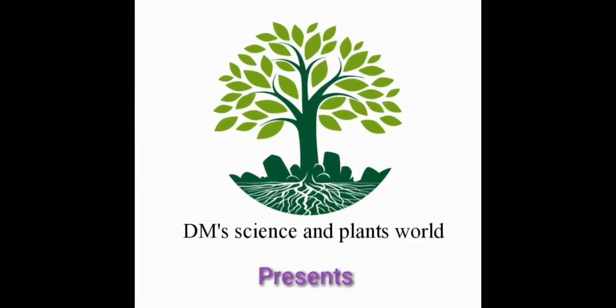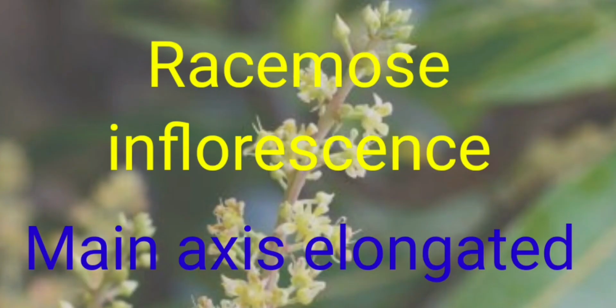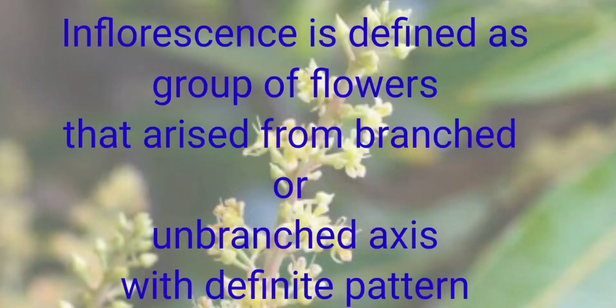DM Science and Plants World presents the Racemose Inflorescence. Inflorescence is defined as a group of flowers arising from a branched or unbranched axis with a definite pattern.